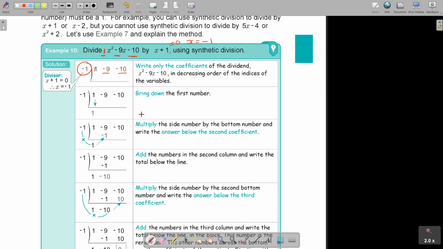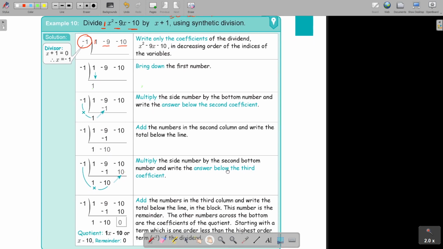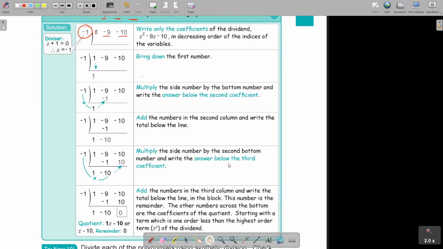We multiply and we write it in there. So 1 times -1, and we write -1 there. Then we do the calculation. What will that be? -10. Then we multiply, and what do we get? +10. Do you see that? And then we calculate, okay? And if we calculate, what do we get? 0. So there's no remainder.